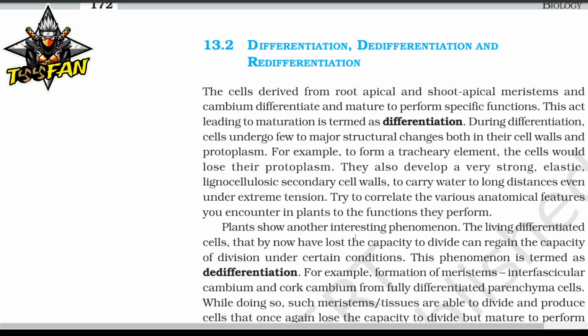Plants show another interesting phenomenon. The living differentiated cells that by now have lost the capacity to divide can regain the capacity of cell division under certain conditions. This phenomenon is termed as de-differentiation. For example, formation of meristems, interfascicular cambium, cork cambium from fully differentiated parenchyma cells.